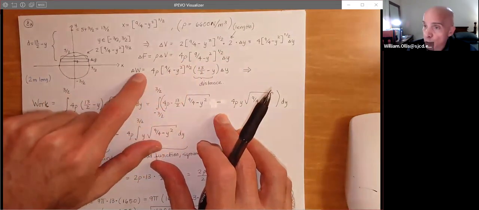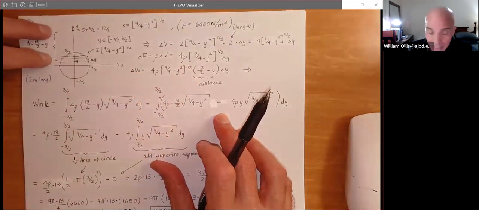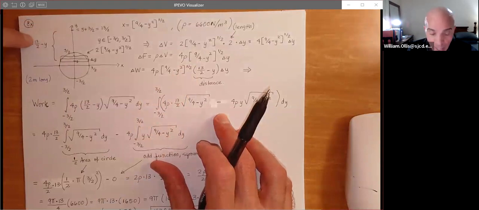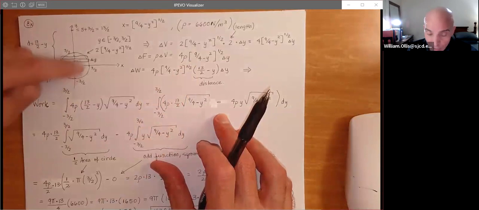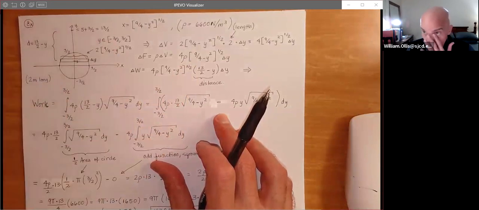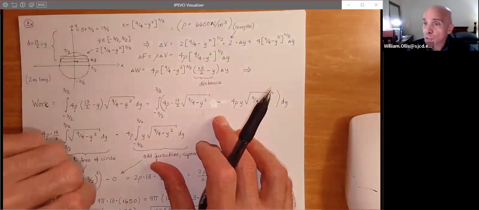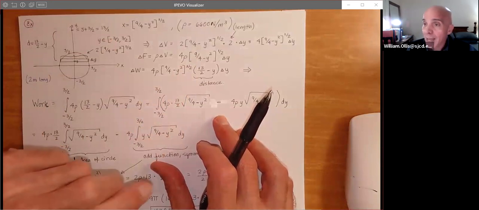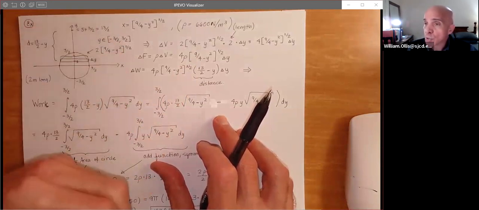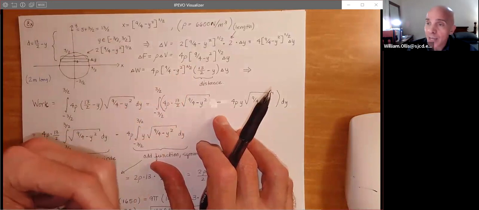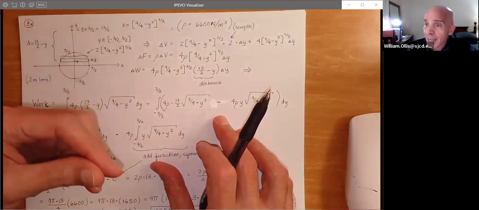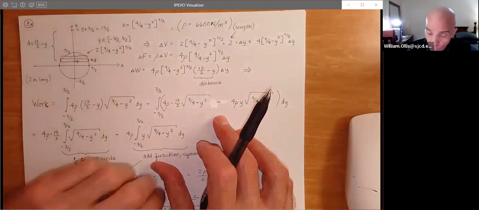And then to get the actual work to move this slab of liquid, we have to move the requisite distance, which in this case would be up to the top of the tank, which would be 13/2 minus y, with y given to be between -3/2 and 3/2. So this is a construct that we have seen before. Again, once you start doing the applications in calculus, the techniques do repeat, and you use them over and over.